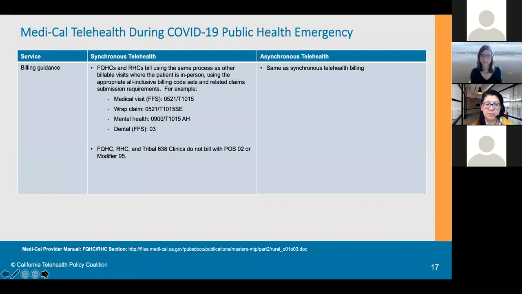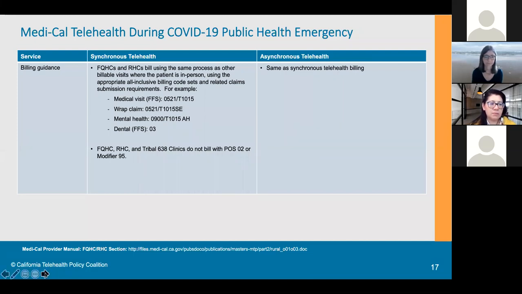And then in terms of billing, the Medi-Cal billing requirements are the same for both synchronous and asynchronous telehealth services. FQHCs and RHCs bill using the exact same process as they would for other billable visits where the patient is in person. And this means using the appropriate all-inclusive billing code sets and the related claims requirements.